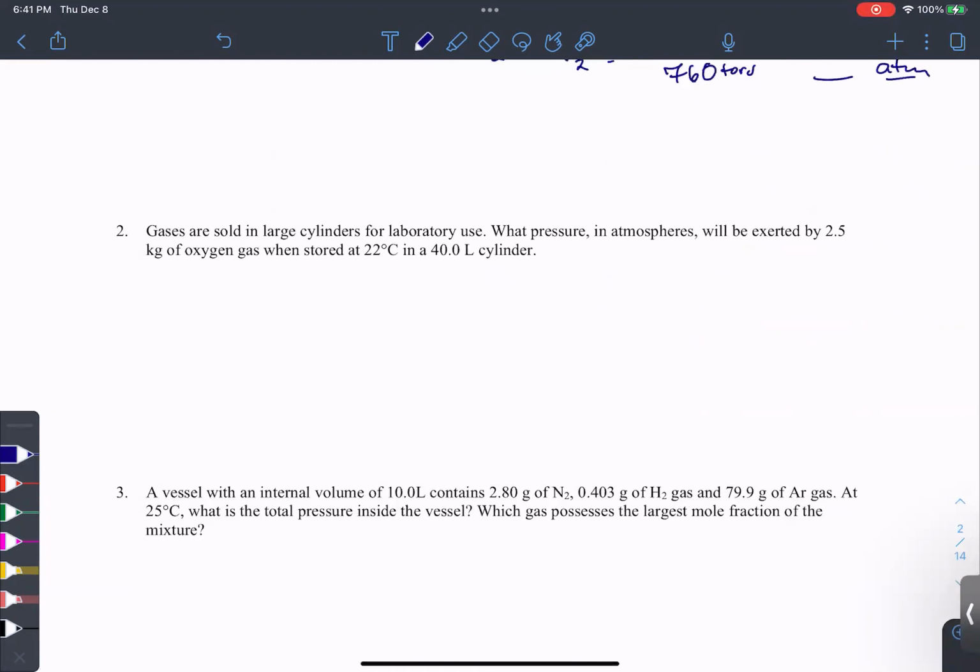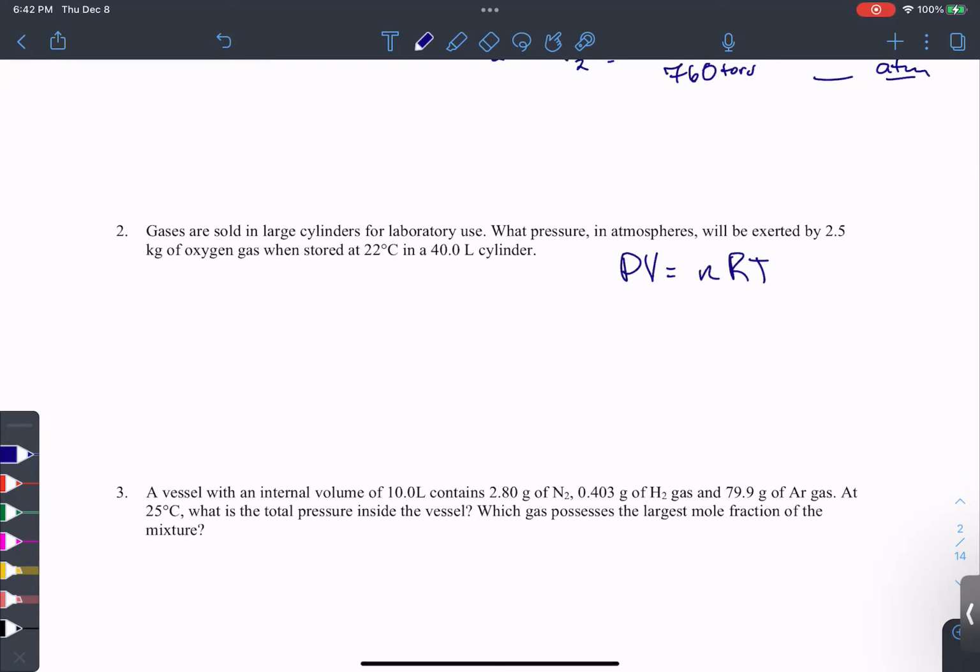Gases are sold in large cylinders. What pressure in atmospheres will be exerted by 2.5 kilograms of oxygen when stored at this temperature at this volume? Which equation do we use? Combined or ideal? Ideal, because this is just one condition, right? So our ideal gas equation, PV equals nRT. Pressure, volume, N is moles of gas, R is our gas law constant, and T is temperature.